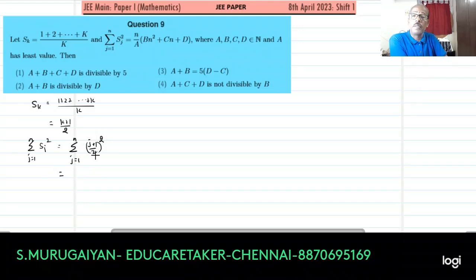So we can take 1 by 2 the whole square common. Then the first term 2 square, continue 3 square, 4 square up to n plus 1 square. To apply the fundamental formula, we need some adjustment, plus 1 minus 1. This is very important.